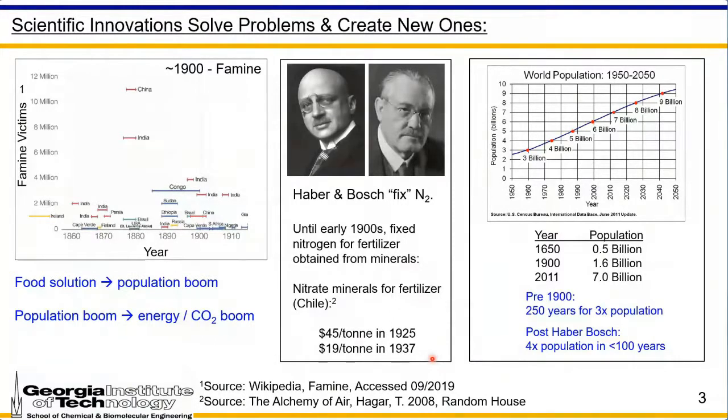And so this solution of science and technology then fueled a very significant population boom. And of course, we know today we've surpassed 7 billion people on Earth. But if we look in the historical record, it took about 250 years before Haber and Bosch for the population to triple, whereas after Haber and Bosch developed their process, we had a fourfold growth in population in less than 100 years. And so our current climate and energy challenge has really been fueled by this prior scientific advance, inadvertently leading to our current climate change problem associated with all of the CO2 we've produced, providing energy for this growing population.